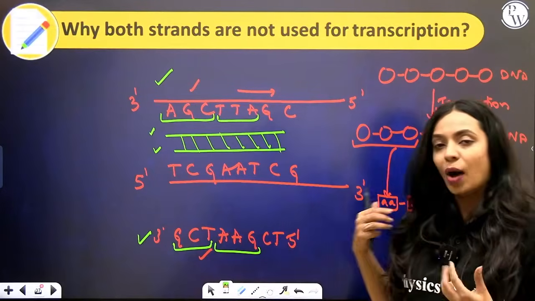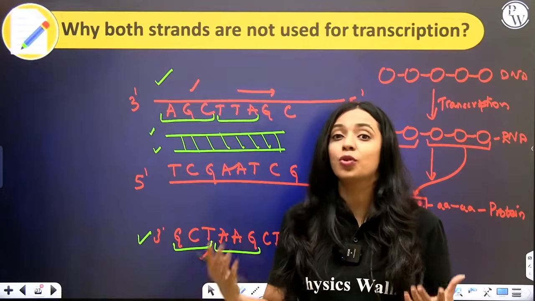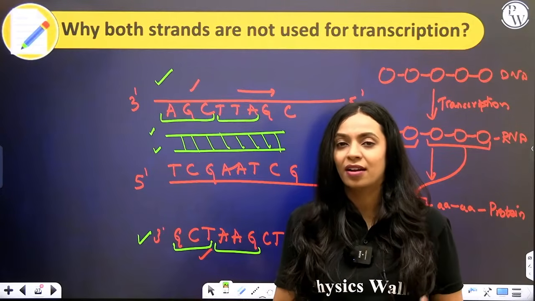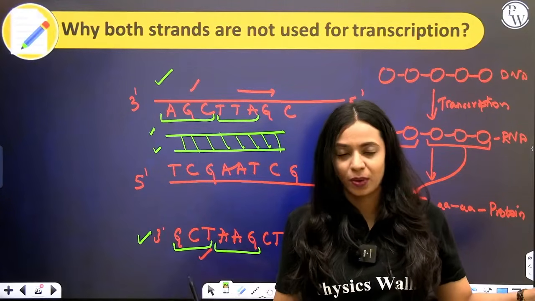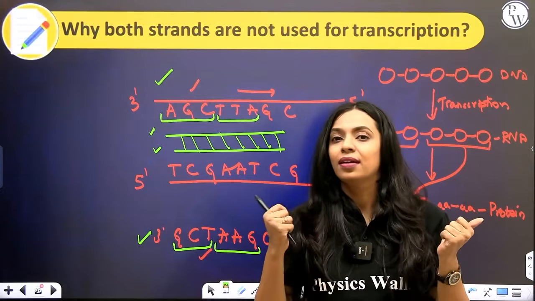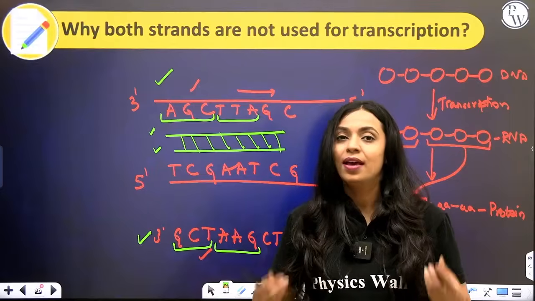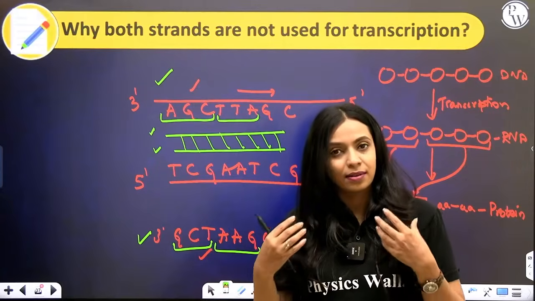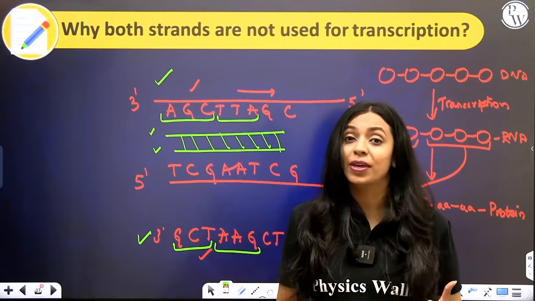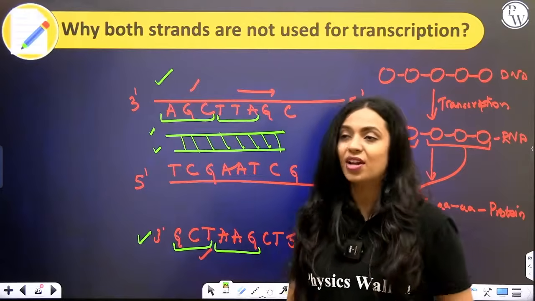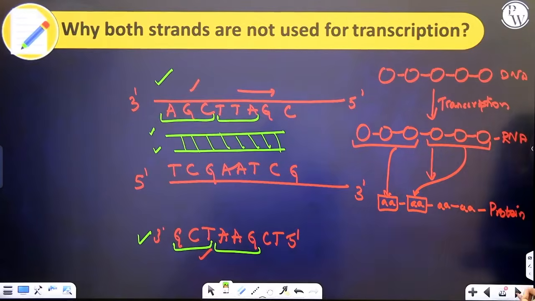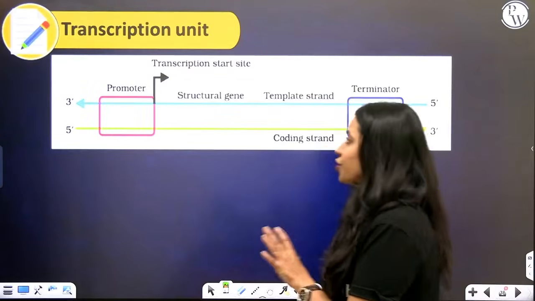Also, our cells have enzymes that will assume any double-stranded RNA is viral RNA or bad RNA and break it down. So, in that way, translation will not happen, protein synthesis itself will not happen. Because of these reasons, both the strands in DNA cannot be used as templates for transcription. Alright? Now, what is a transcription unit?